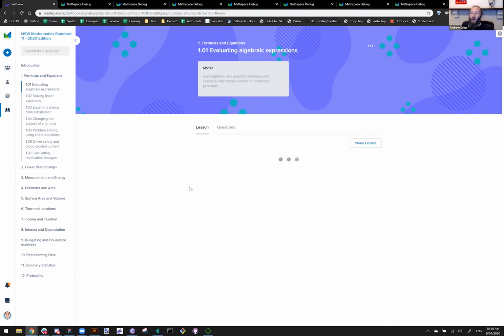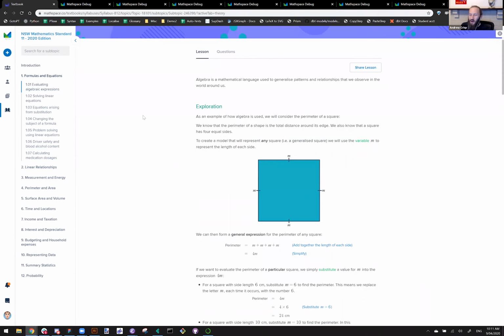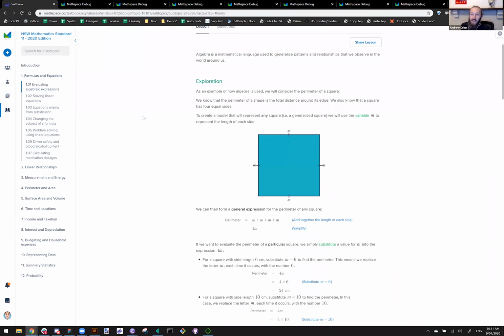What I'll do is I'll take a look, I'll describe what each of the subtopics are trying to achieve in a kind of a broad fashion, and maybe look at some of the questions as well. So at the beginning, we're talking about evaluating algebraic expressions. So a good example of what evaluation means is when we construct a model of something, we'll usually use pronumerals or variables to express something about it. So on the screen here, you can see a square. This is any old square.